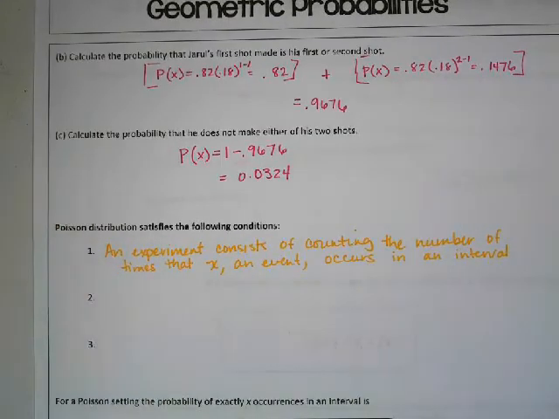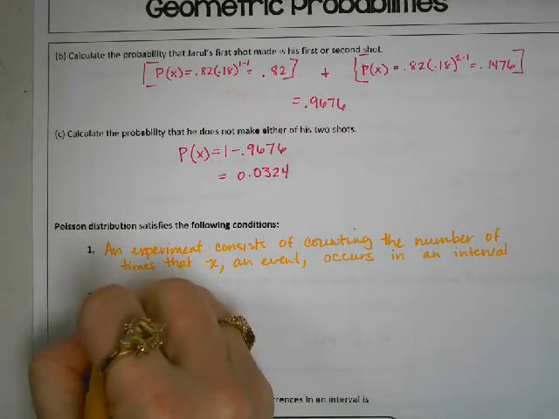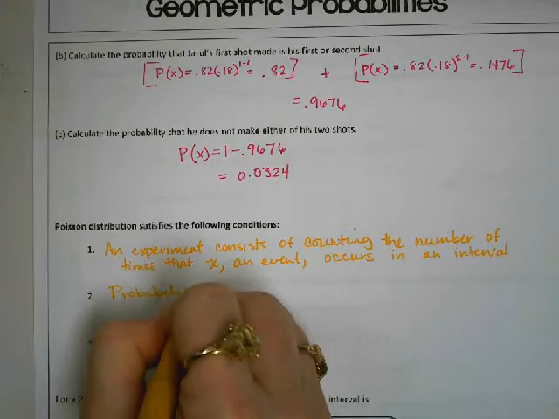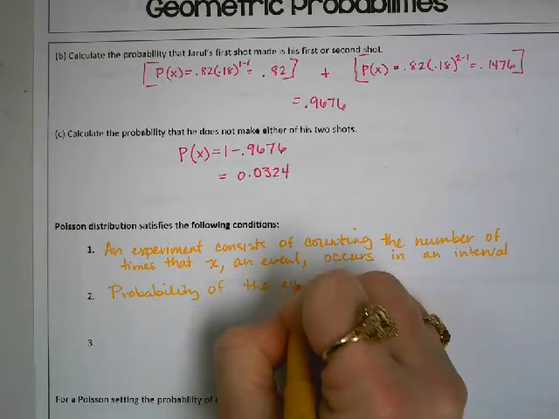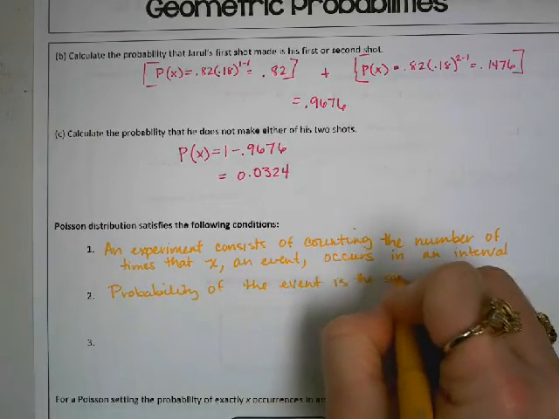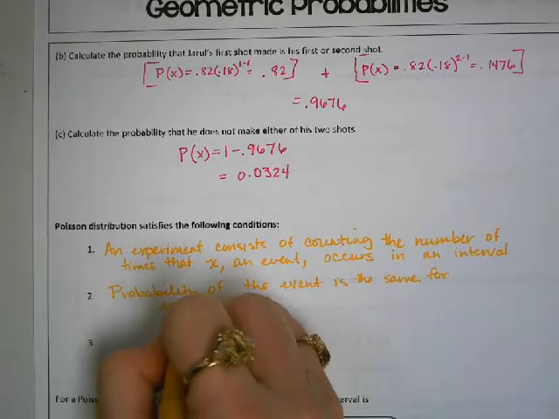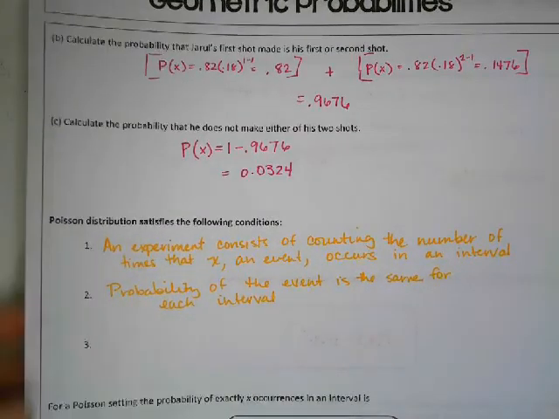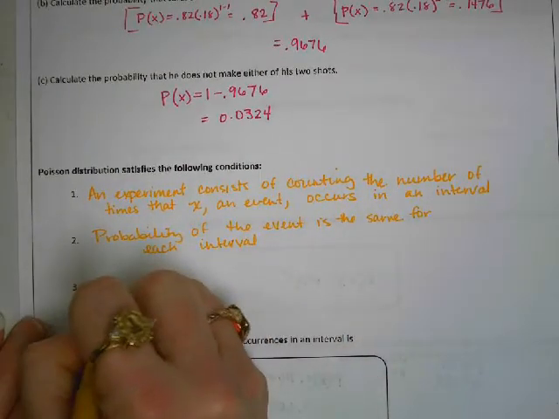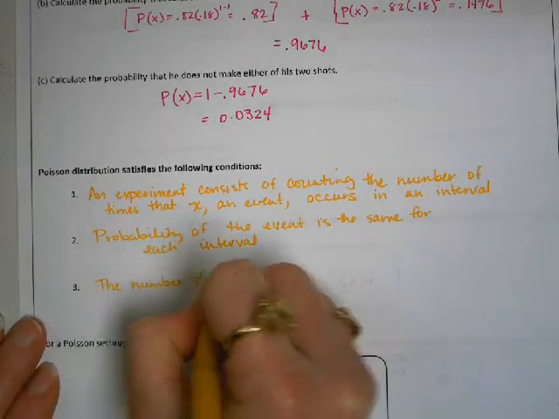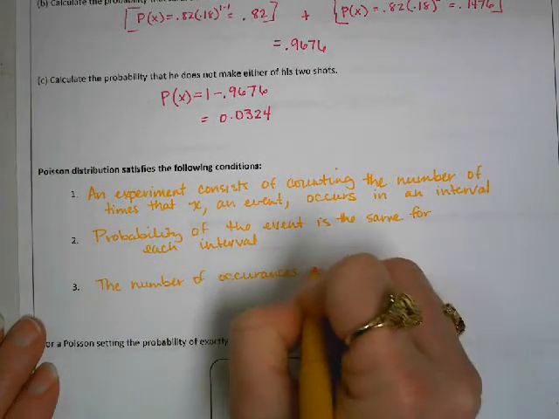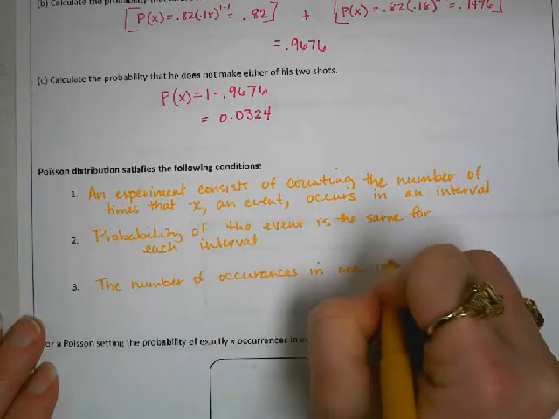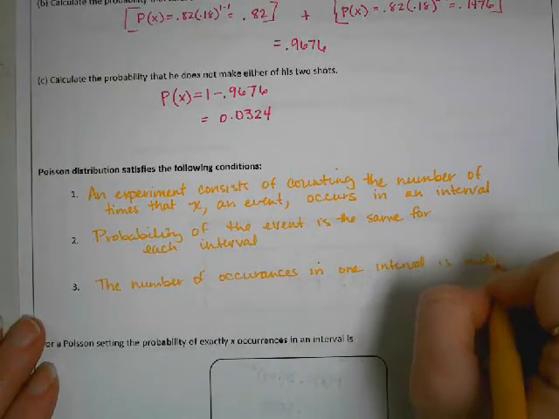This one is really, really easy to identify. It is the only one that counts the number of times that an event occurs during an interval. The probability of the event is going to be the same for each interval, and the number of occurrences in one interval is independent of the number of occurrences in another.